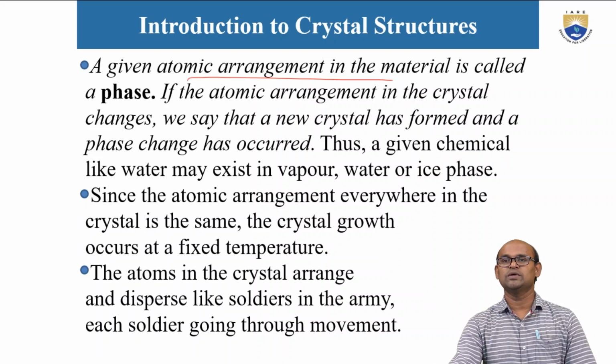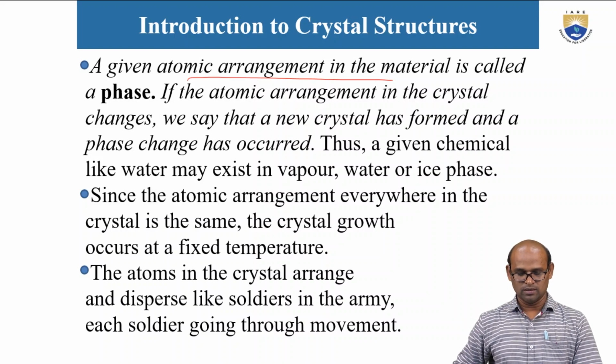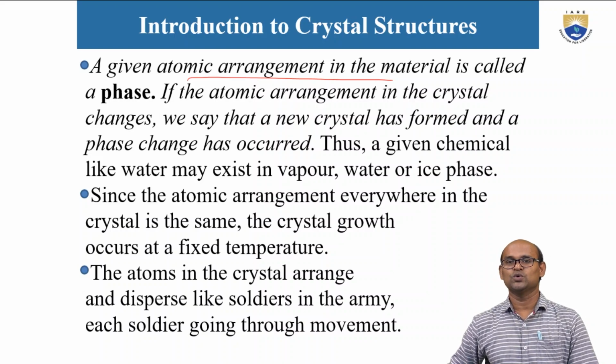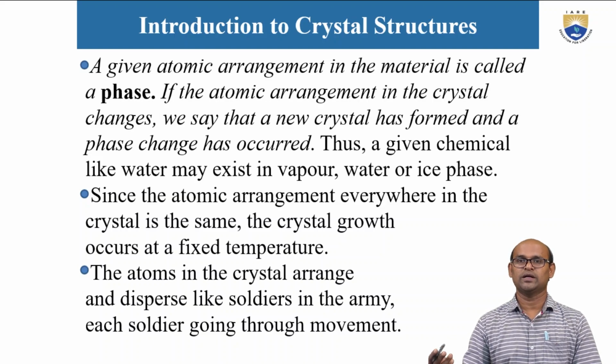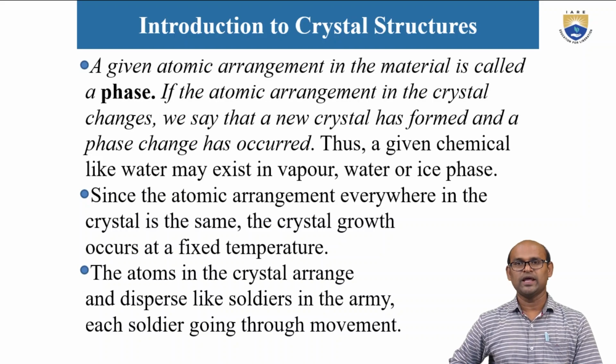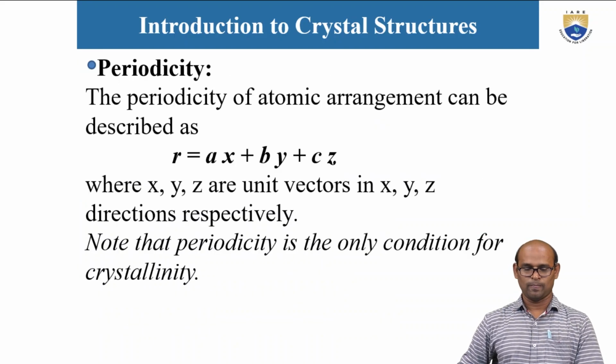Okay. Since the atomic arrangement everywhere in the crystal is the same, the crystal growth occurs at a fixed temperature. So you can grow the crystals at a fixed temperature. The atoms in the crystal are arranged like soldiers in an army, each soldier going through a particular movement. So we have defined what a phase is, that it is nothing but the particular arrangement of atoms, and if you apply any external force, there is a change in the atomic arrangement, so there is a new phase. For example, how do you grow this crystal? You can grow it at a particular temperature.